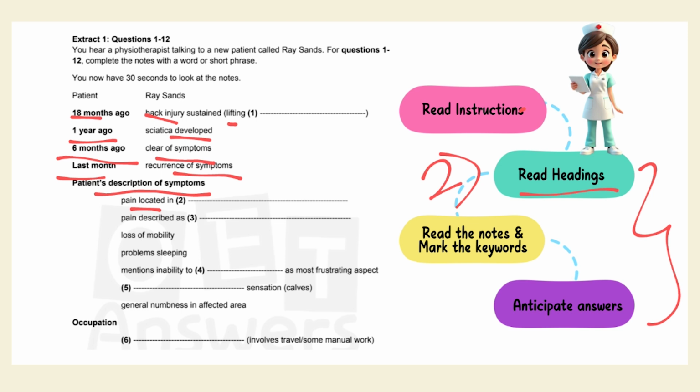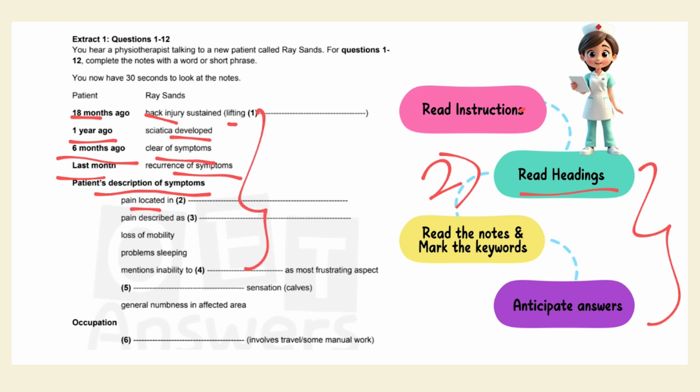Right? Then moving to question number 3, pain described as. Pain described as what? Pain described means the characteristic of the pain, whether it is intense or pounding pain, like. So loss of mobility, instead of loss of mobility, they can say impaired mobility. Problems in sleep, they can say difficulty in sleeping. Almost I hope you got the idea.